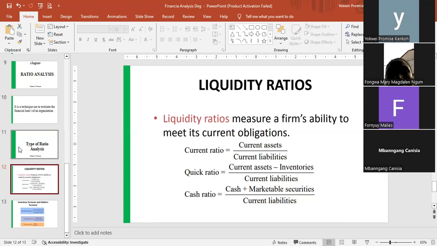And why is this inventory deducted? Because the inventory at times is doubtful. They don't actually know when they are going to sell the inventory. So since they are doubting, they are going to cut it off from the current assets. What will be remaining is the current asset excluding that, so that what is available, they can easily convert to cash, or there is already money, since we have cut off the inventory.